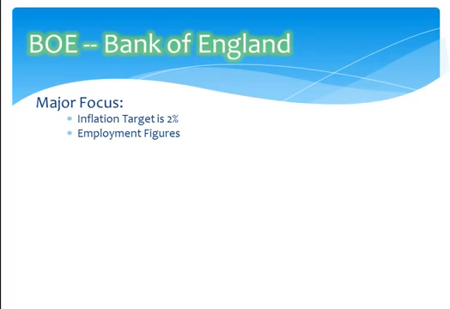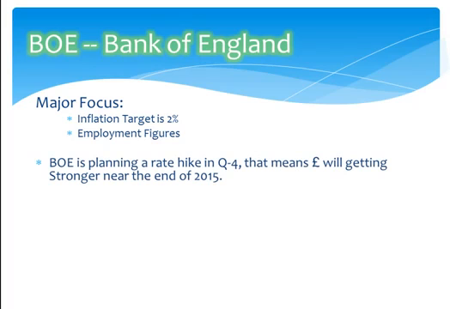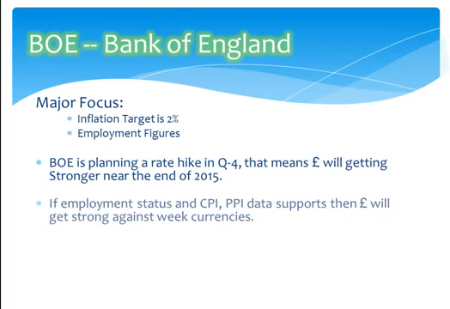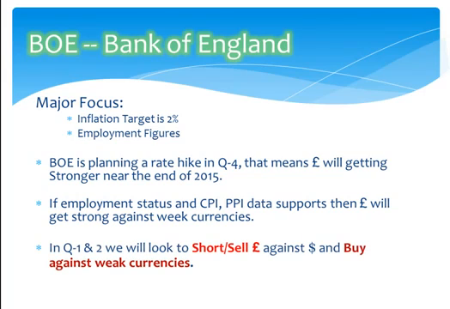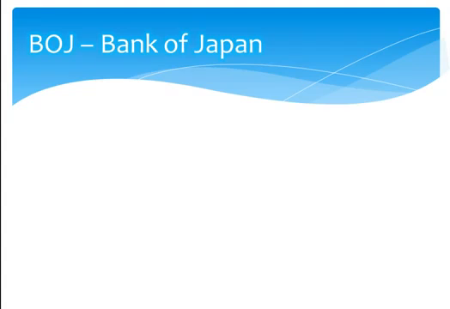The Bank of England is also focusing like the USA. Their inflation target is 2%, and they want better employment figures. The Bank of England is planning a rate hike in quarter 4. That means sterling will be getting stronger near the end of 2015. If the employment status and the CPI and PPI data support it, then sterling will get stronger against weak currencies. In quarter 1 and 2, we will look to sell sterling against the dollar and buy it against weaker currencies.